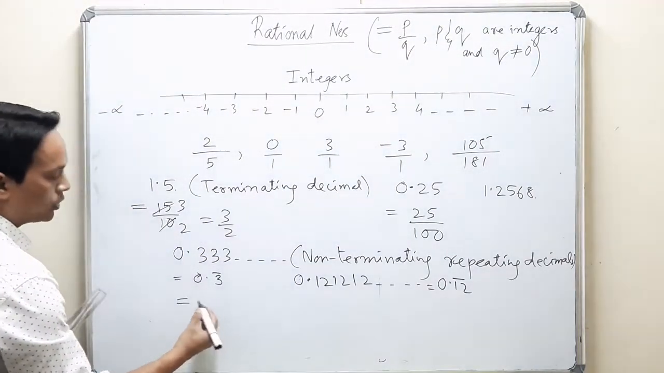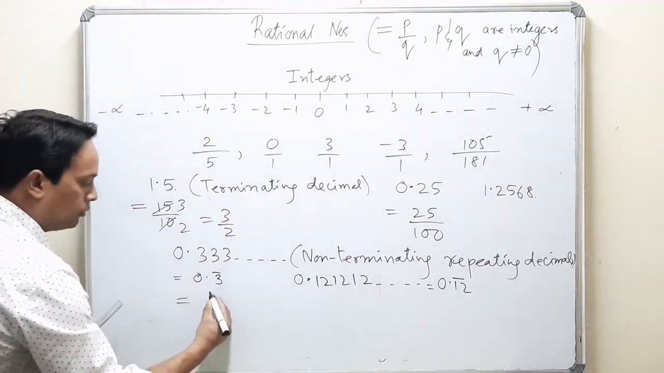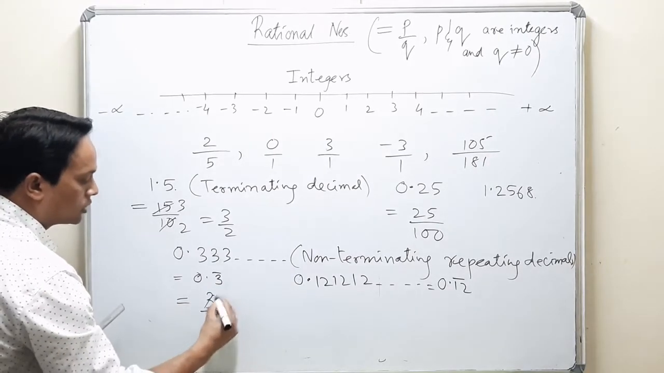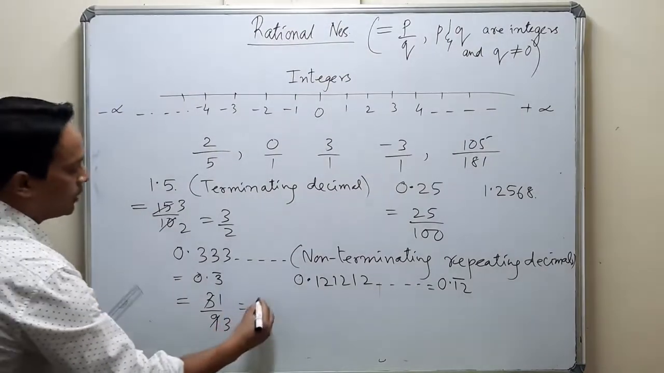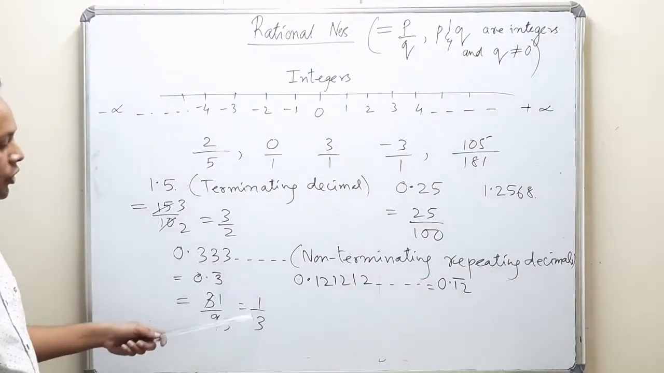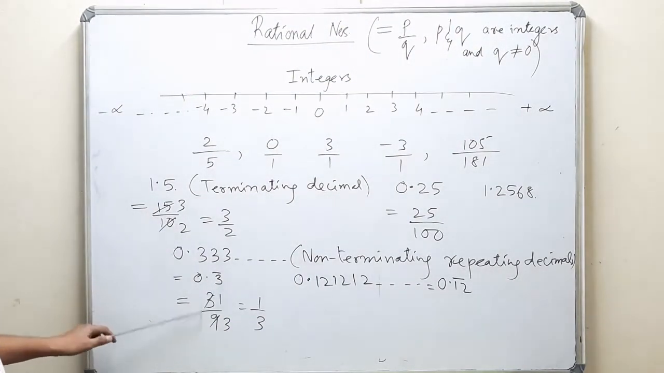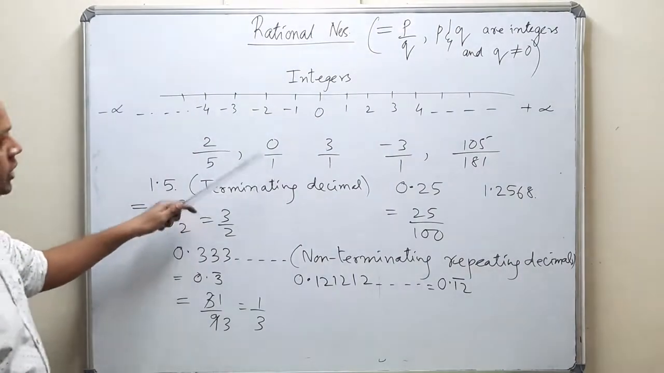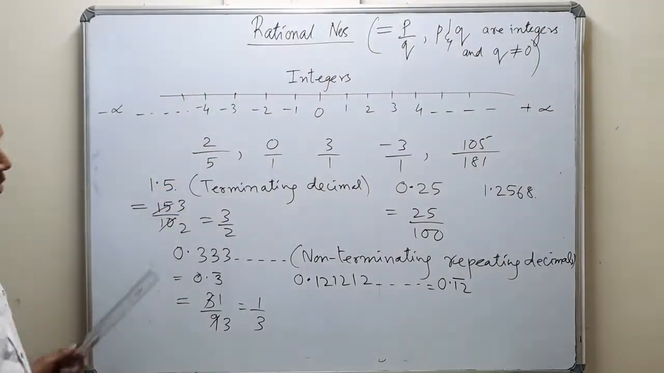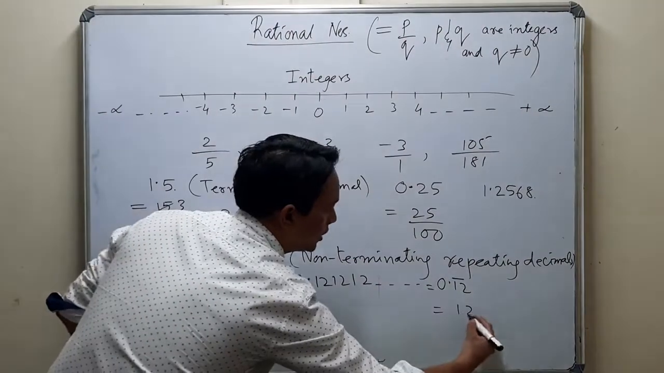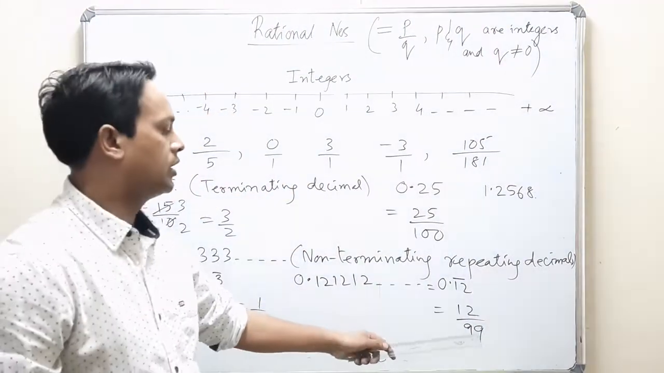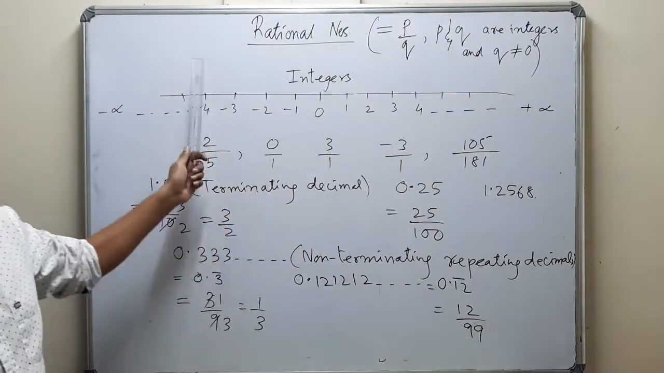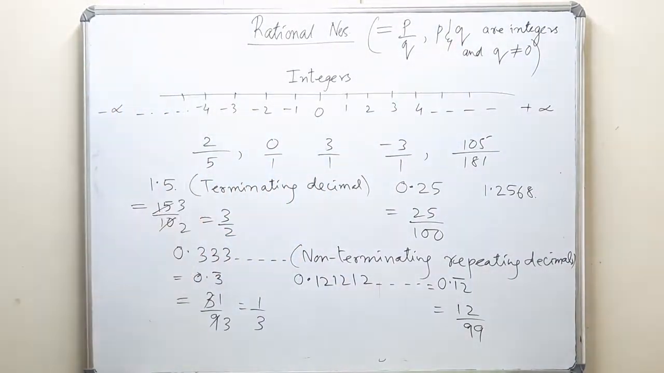Now this also we can write. This will be 3 by 9. We cancel, it will become 1 by 3. We will learn how to convert this. So it becomes 1 by 3, and you can see integer on top, integer below. So that means it will be a rational number because integer by integer. Similarly, this one also can be converted. It will be 12 by 99 and then cancel. So we have integer by integer. Again, it will be a rational number.